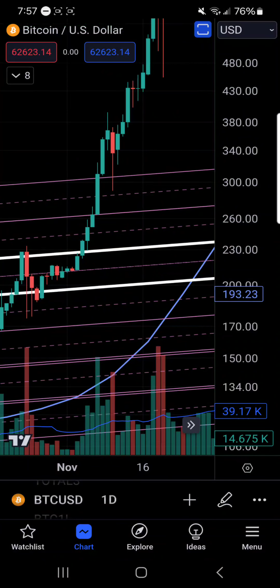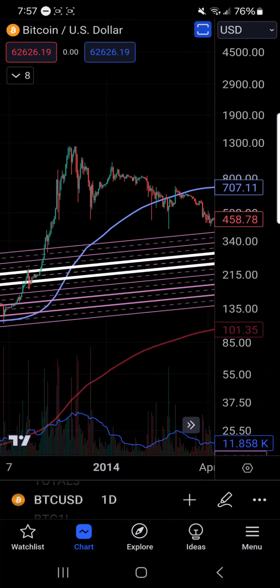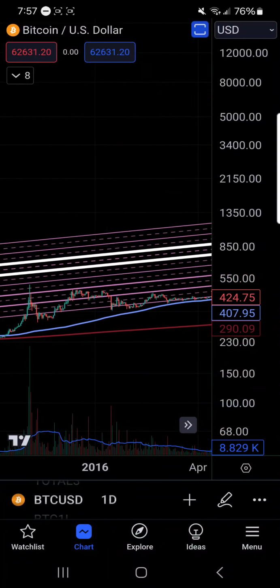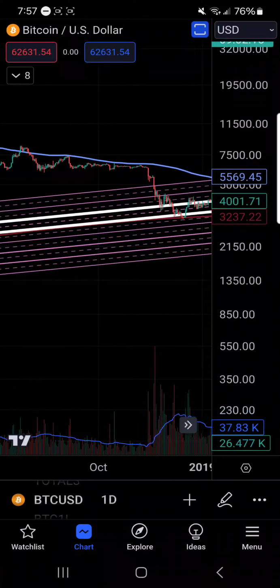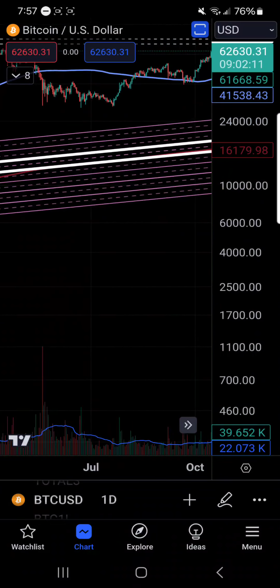So all three rallies, that white channel has been very, very significant throughout Bitcoin's history. That's why it's there. That's why those lines are on. And that's why they'll stay on.